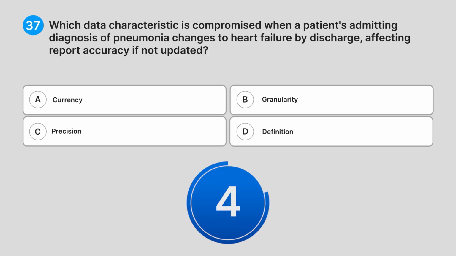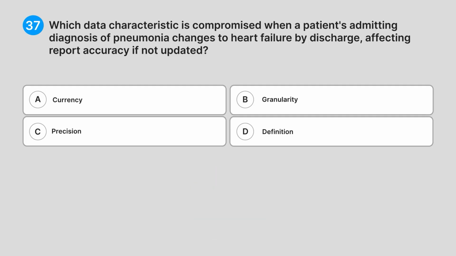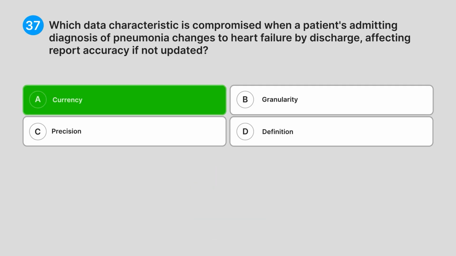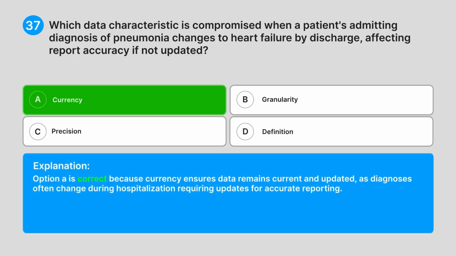Can you guess the answer? Correct answer, A. Currency. Explanation. Option A is correct because currency ensures data remains current and updated, as diagnoses often change during hospitalization, requiring updates for accurate reporting.